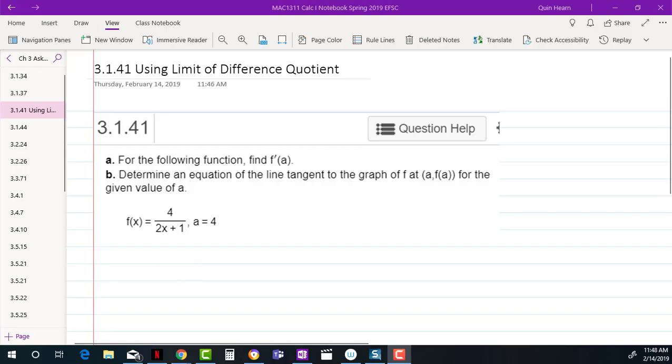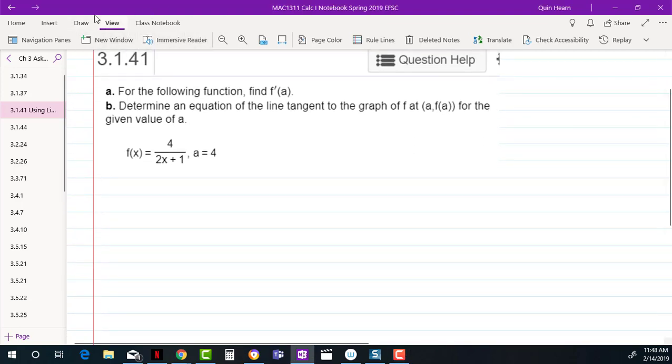In this video, we're going to find f prime at a particular value a using the limit of the difference quotient, and then we're going to determine an equation of the line tangent to the graph of the function f using that derivative value. So here we go.